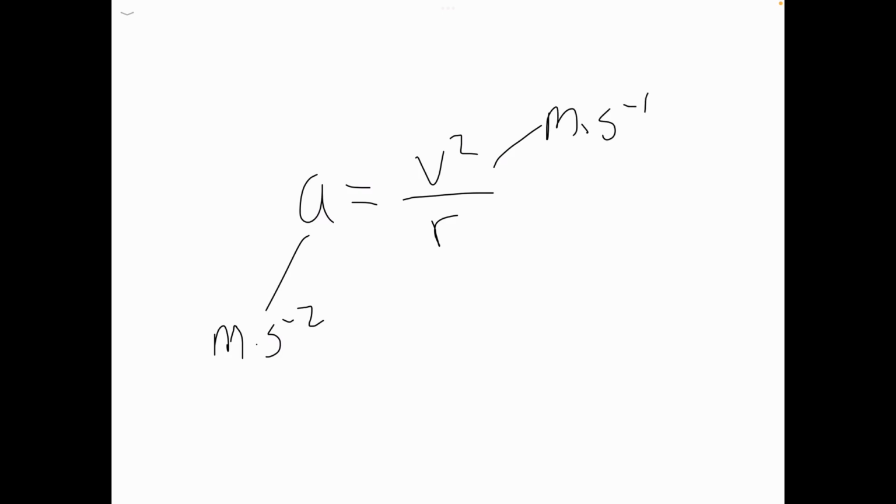A is equal to v squared over r, where A is the centripetal acceleration in meters per second squared, v is the linear speed in meters per second, and the radius r is in meters. Using the equation relating angular speed and linear speed, v is equal to r omega, where omega is the angular speed in radians per second.